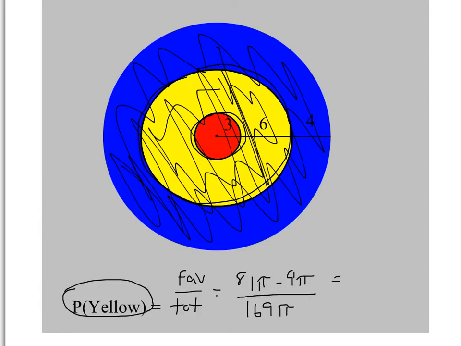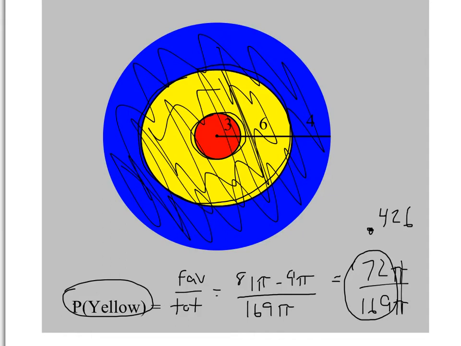So 81 minus 9 is 72 pi over 169 pi. The pi's cancel out and we're left with 72 over 169. Now 72 over 169 does not reduce as a fraction, so we can leave it like this. You could write it as a decimal. As a decimal, 72 divided by 169 is 0.426, a 42.6% chance.